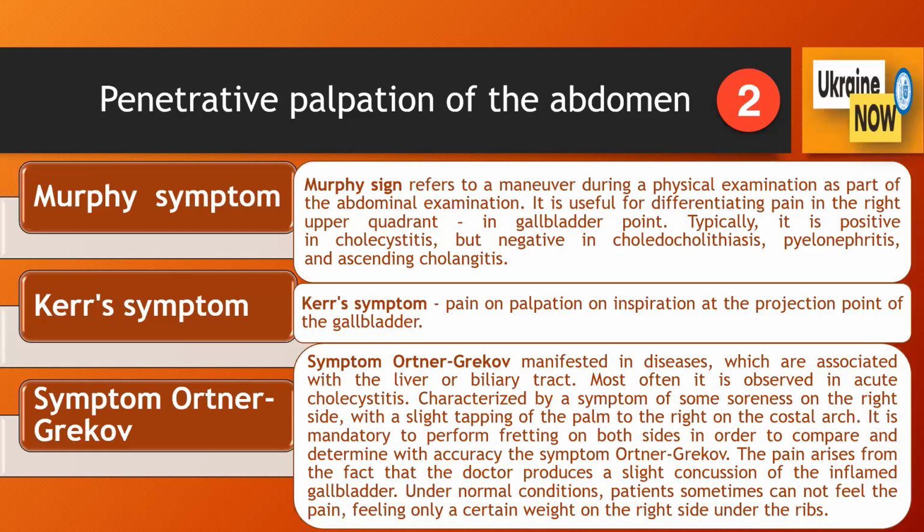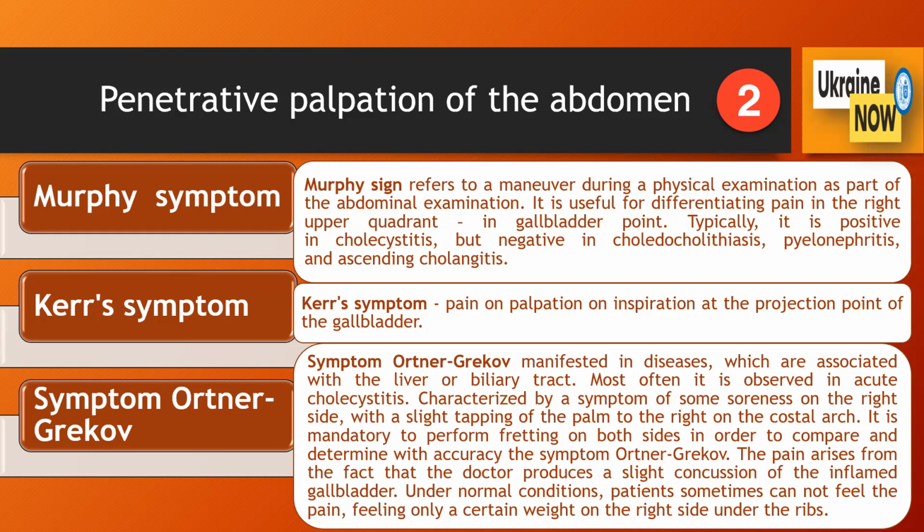Penetrative palpation of the abdomen also reveals the following symptoms. Murphy's symptom is useful for differentiating pain in the right upper quadrant at the gallbladder point. Typically, it is positive in cholecystitis, but negative in choledocholithiasis, pyelonephritis, and ascending cholangitis. Kehr's symptom is pain on palpation on inspiration at the projection point of the gallbladder.